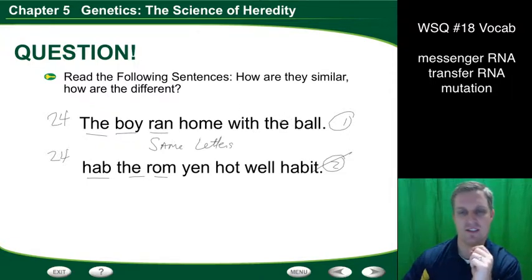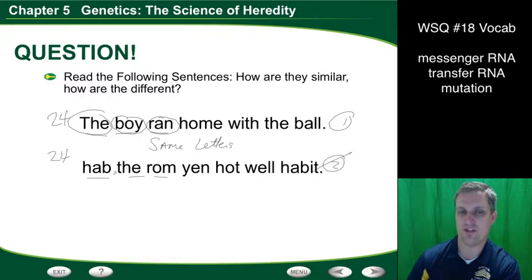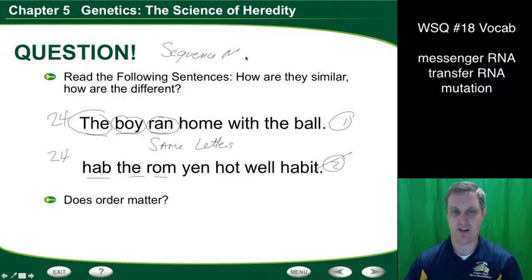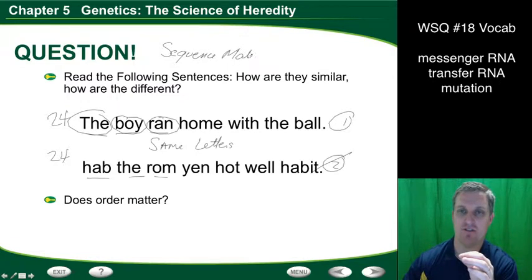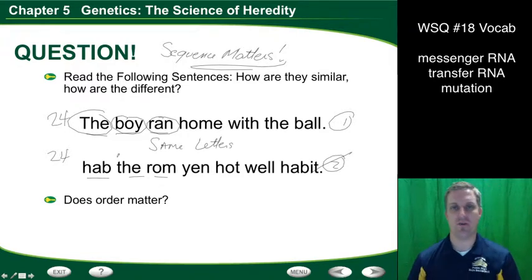So if you think of the sentence like a protein and each of these words like an amino acid, the place that the letters get put, the order and sequence, does matter. So you need to understand when we talk about DNA, sequence matters. So that question, does order matter? Absolutely. Sequence matters because sequence is going to give us ultimately the traits or qualities that we need to know.